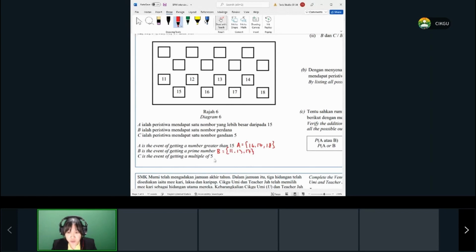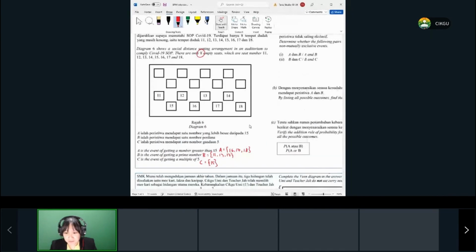Okay, also 3 choices here. C, get a multiple of 5. Okay, I think out of 11 to 18, only 15. So this is only one choice. Okay, like this. So next.